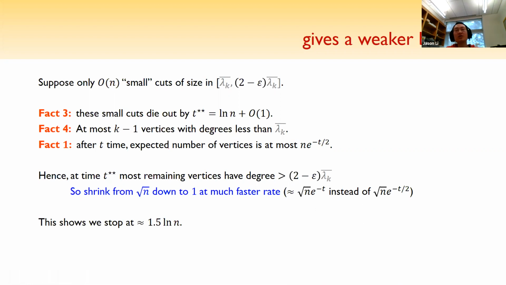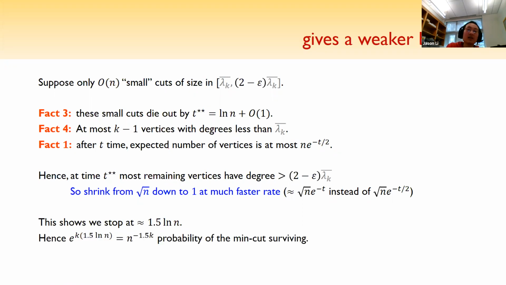So if we just do the naive Karger-Stein analysis up to time ln n, and do the sped up process where now the vertices have double their degree from root n down to 1, this will show that Karger-Stein will contract all the vertices by time 1.5 ln n. And again, we just replace 2 by 1.5 in the original analysis, and that means that we get a bound of n to the minus 1.5k as a probability of any min k surviving.